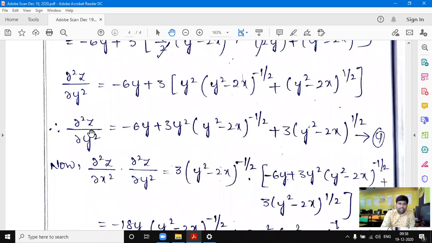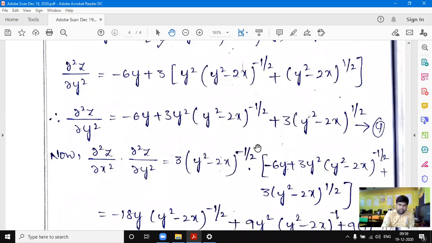So therefore ∂²z/∂y² is equal to −6y plus 3 into y is 3y². This total term is (y² − 2x) whole to the power of −1/2. So we are multiplying 3 with this term, so plus 3 into (y² − 2x) whole to the power of 1/2. So it is equation number 4.